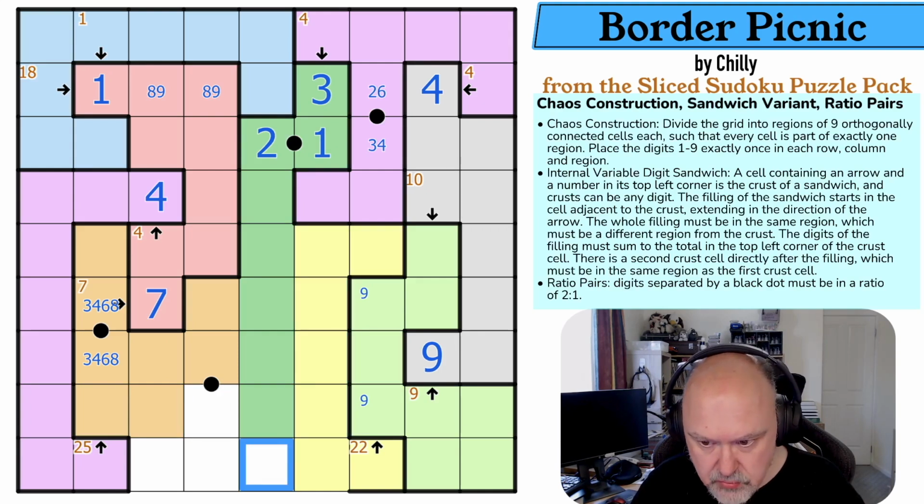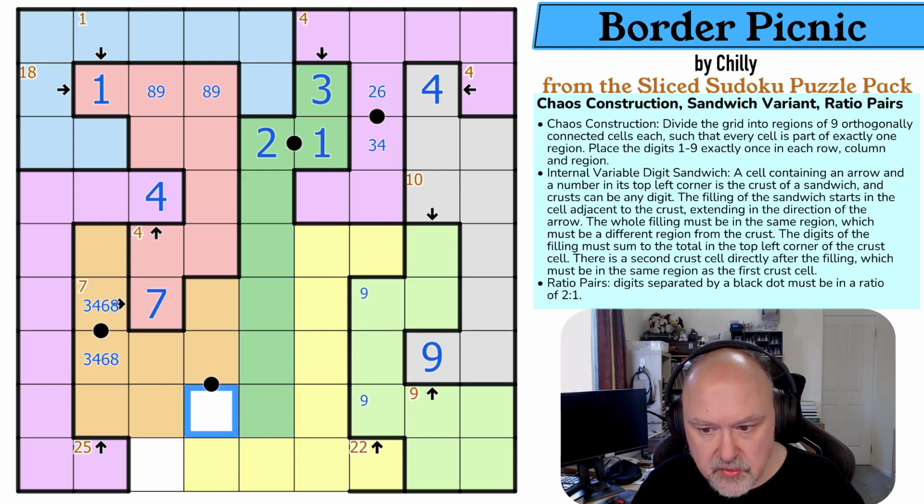Yellow needs to grow. 1, 2, 3, 4, 5, 6, 7, 8. Yellow needs to continue to grow. Green needs to grow and is trapped. Hopefully this is 9. 1, 2, 3, 4, 5, 6, 7, 8, 9. And now this is only 8 and needs its last cell.